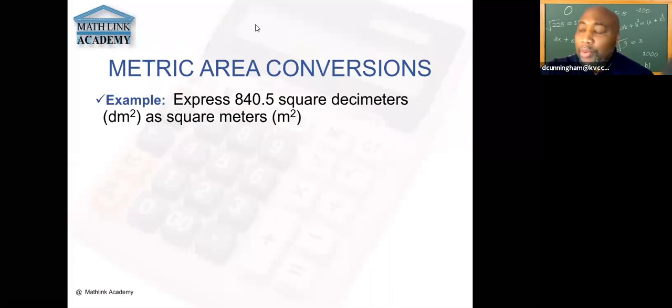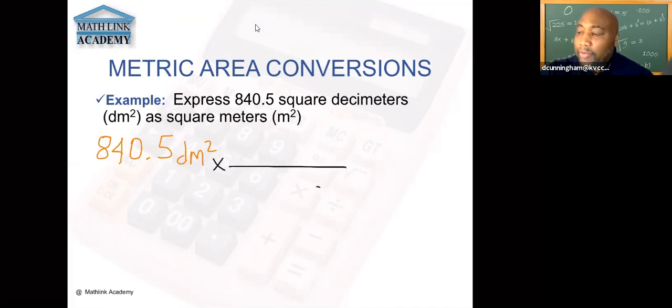We've done this before, and we're going to do it with a unit fraction. So let's write our unit fraction. We have 840.5, and let's write the unit. This is square decimeter, and we want to convert it to square meter. So in this case, I'm going to multiply and use our unit fraction, so the dm will be on the bottom so they can cancel, and then go to meter squared.